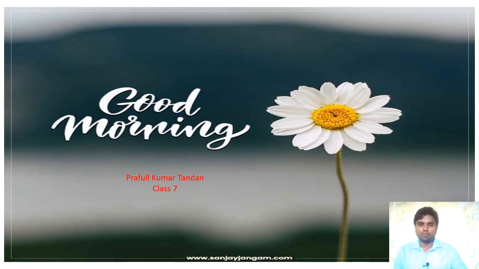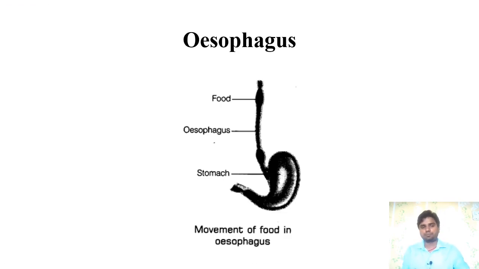Okay, so we are going to study the digestion in our animals, all right, basically the human beings. In the previous class, we have discussed everything that is present in the mouth, like teeth, tongue, and the salivary glands. Okay, now after chewing it, the food enters one pipe. So we are going to discuss that.